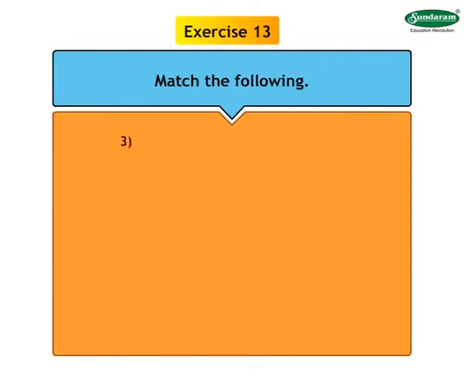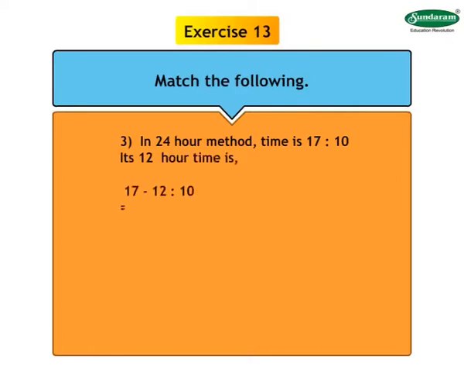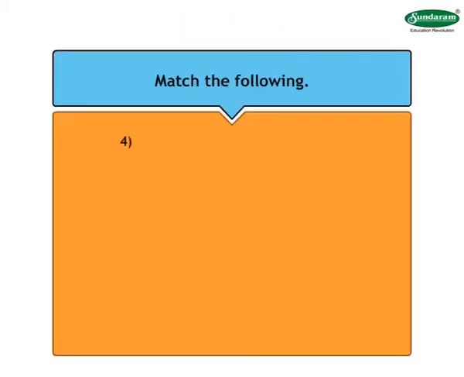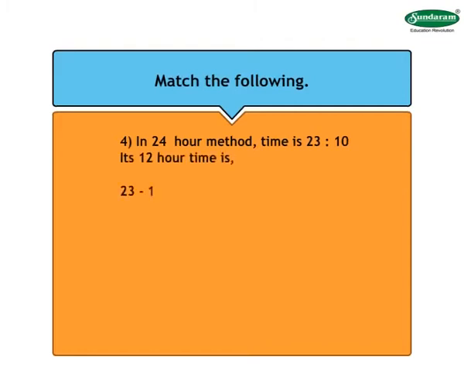3. In 24-hour method, time is 17 hour 10 minutes. Its 12-hour time is 17 minus 12 hour 10 minutes is equal to 5 hour 10 minutes is equal to 10 minutes past 5 p.m. 4. In 24-hour method, time is 23 hour 10 minutes. Its 12-hour time is 23 minus 12 hour 10 minutes is equal to 11 hour 10 minutes is equal to 10 minutes past 11 p.m.